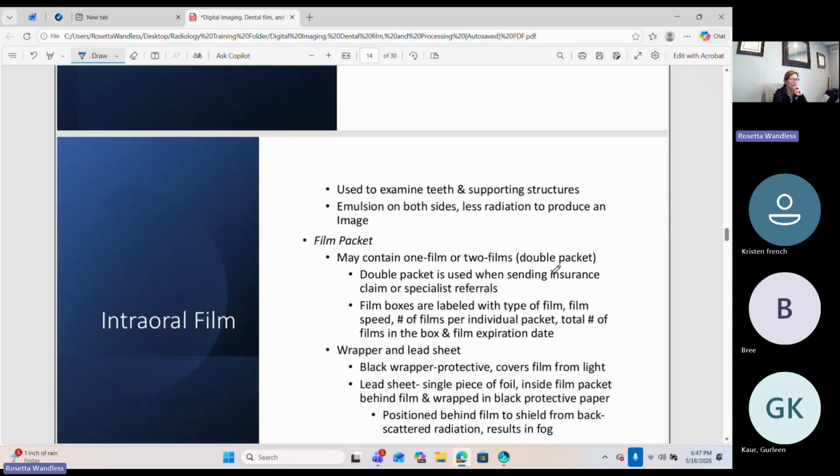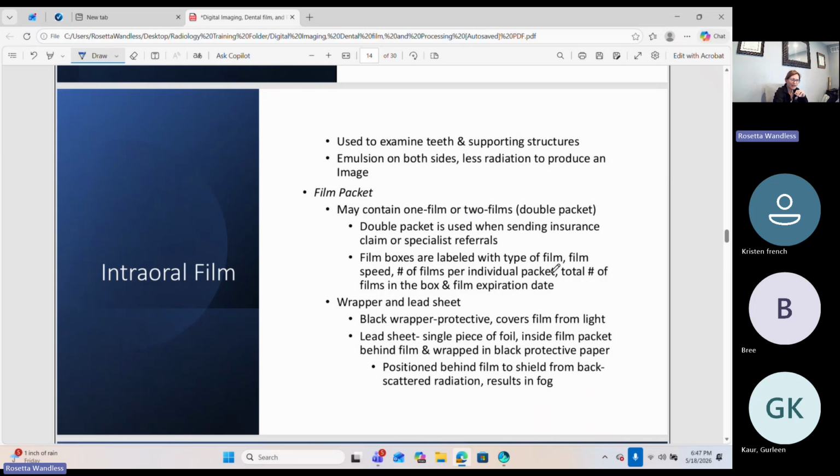Okay, so that's our biggest takeaway on this, okay? Your three types, what makes them similar and different. And now we're going to talk about the film packet, okay? So a film packet, in case we don't say this out loud, film is very sensitive to sunlight. Why? Because it's a form of electromagnetic radiation. Why? Because we're using electromagnetic radiation to take an actual x-ray.